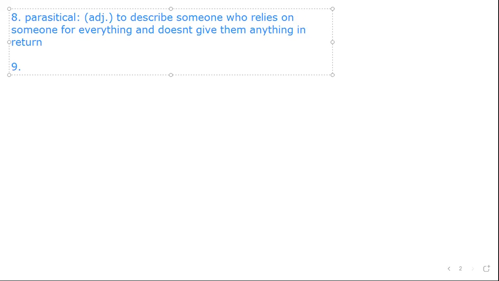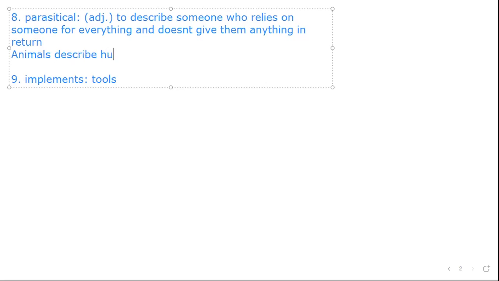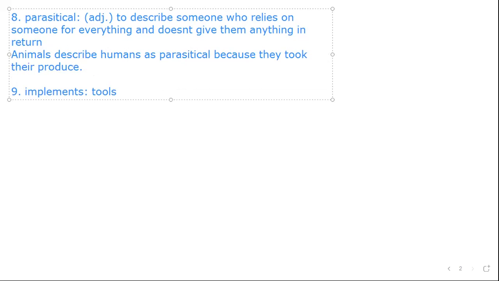All right, number nine, we're going to go to number nine, and number nine is the word implements. And implements are tools. Okay, so here we can say, number eight, sorry, I forgot to mention the sentence. Animals described humans as parasitical because they took their produce. Everything that they produced, they took it from them.